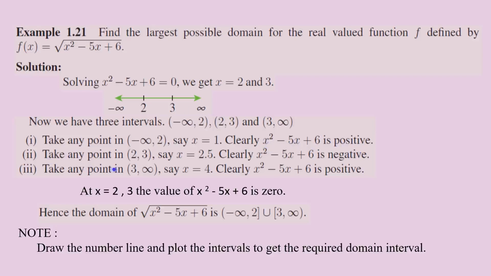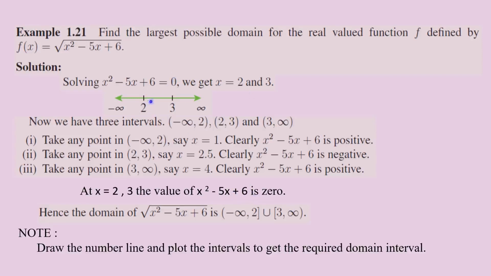Next, take any point in the interval 2, 3. They have taken 2.5. If we substitute it in this expression, we will get the negative answer. Similarly, take any point in the interval 3, infinity. Here they took 4, and substituting it gives us a positive value. At x equal to 2 and 3, substituting 2 and 3, since it is a root, the answer will definitely be 0. So the value of x square minus 5x plus 6 is 0.